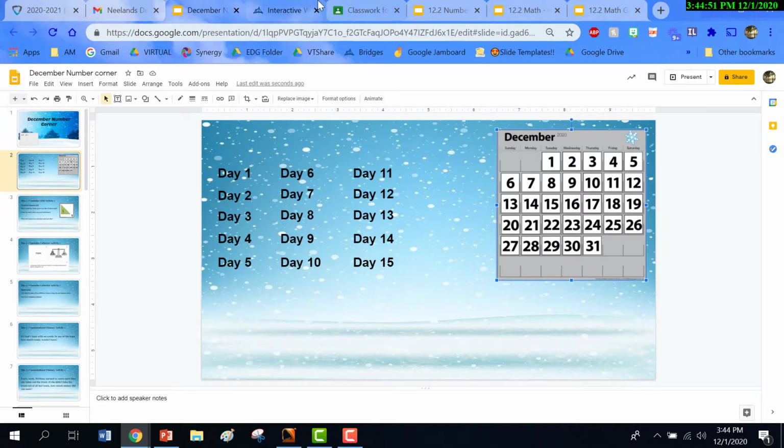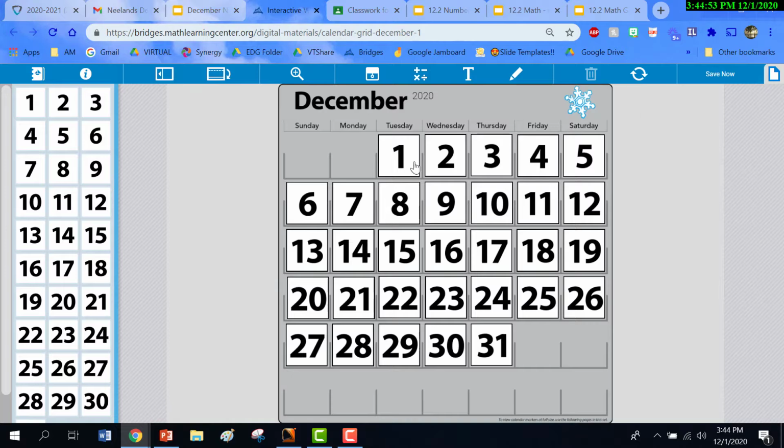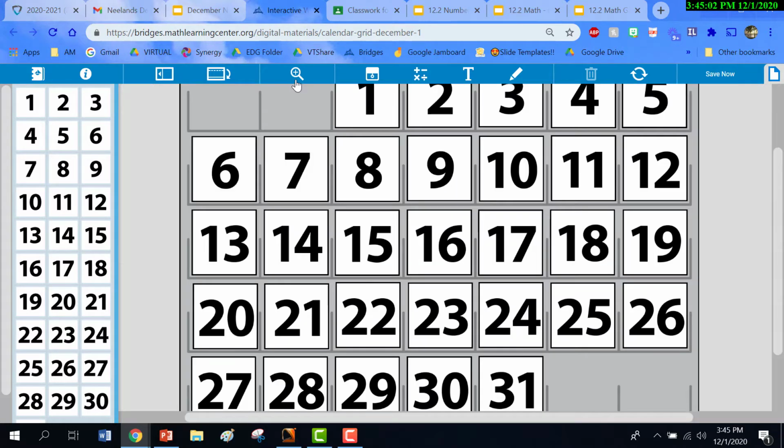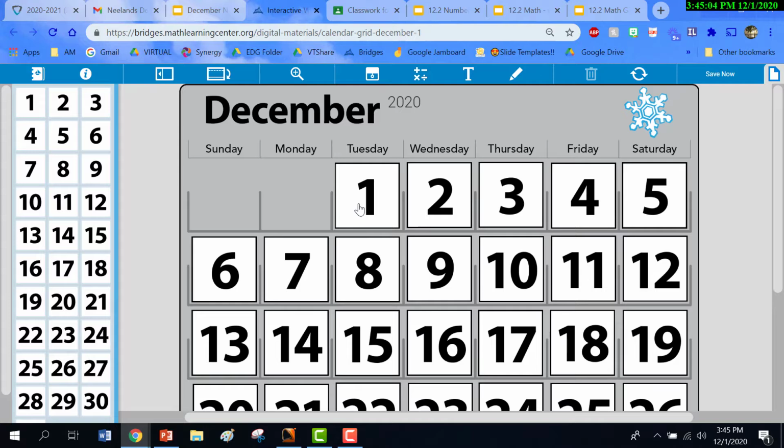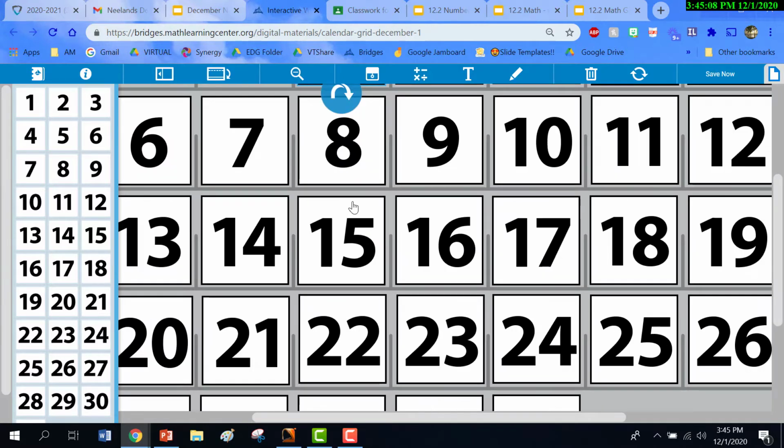So to start with, we're just going to go ahead and look at our first calendar card for today. Today is December 2nd. We're going to start with Tuesday the 1st because that was yesterday. We're going to go ahead and flip it over. Okay, wow. What do you guys see there?